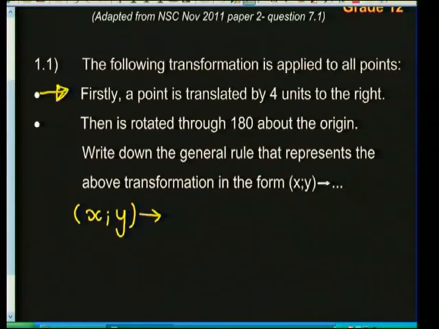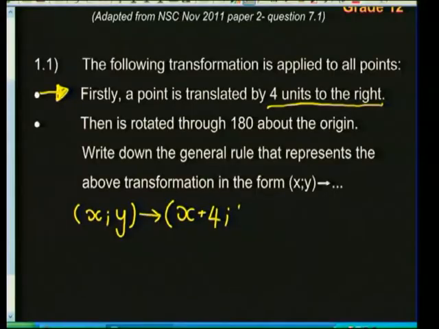Now looking just at this first translation, 4 units to the right would imply that my x values are all going to move 4 units across. So therefore we are going to be adding 4 to each one of your x coordinates. At this point, nothing has happened to the y coordinate. So where my (x, y) has moved to (x plus 4, y), the y coordinate is not changing. So that would represent the first stage of the transformation of your question.